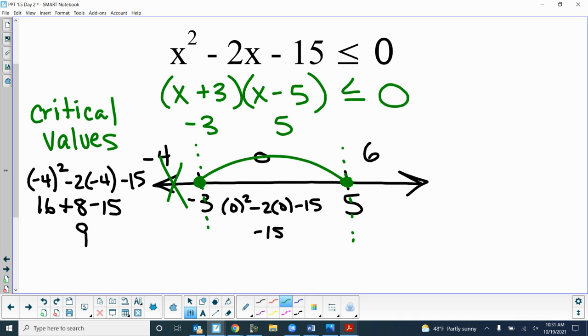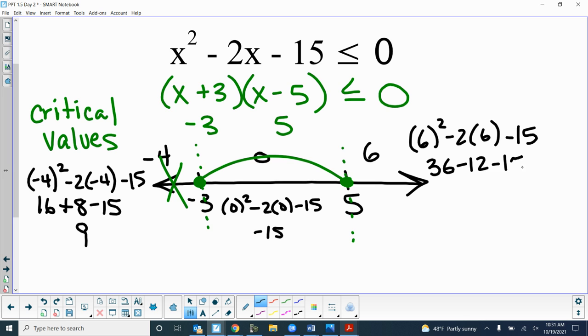All right, and then I try the 6 on this end. So I put 6 in for x and see what I get. 36 minus 12 minus 15 is what? 24 minus 15, 9 again, right? And 9 is not less than 0. So that's our graph. So we just pick a number in each section.